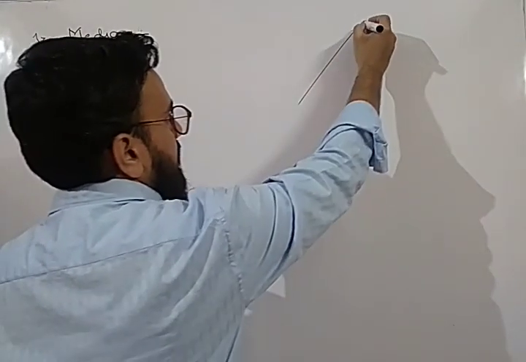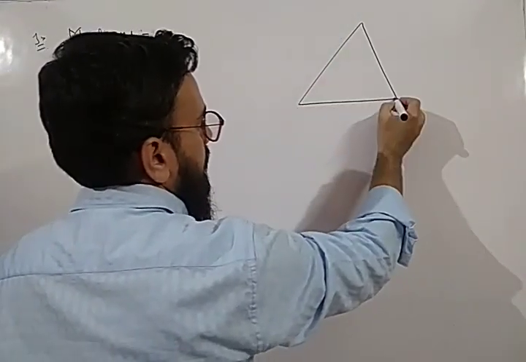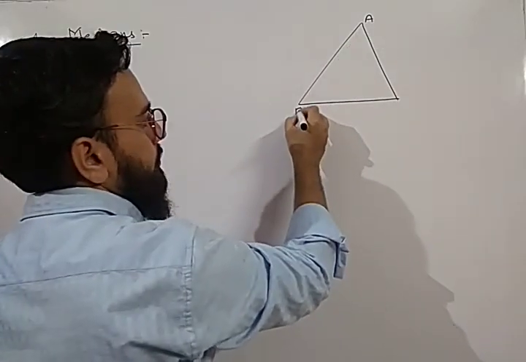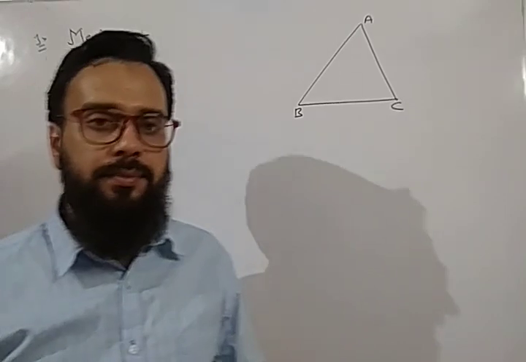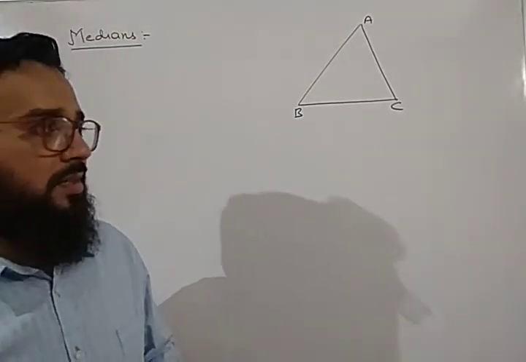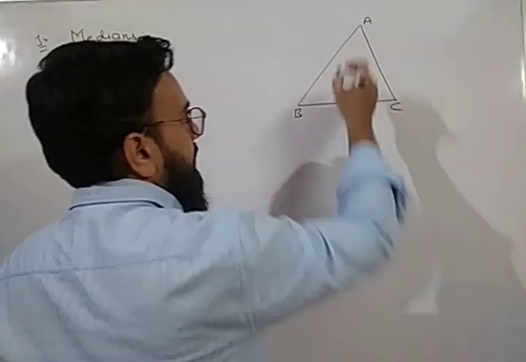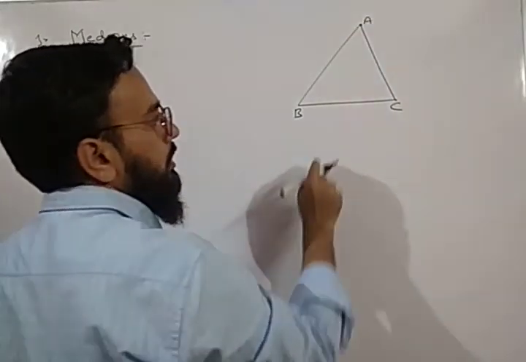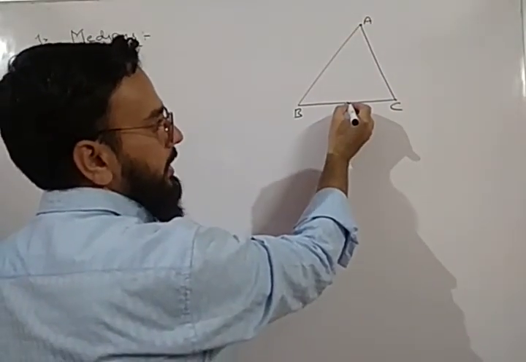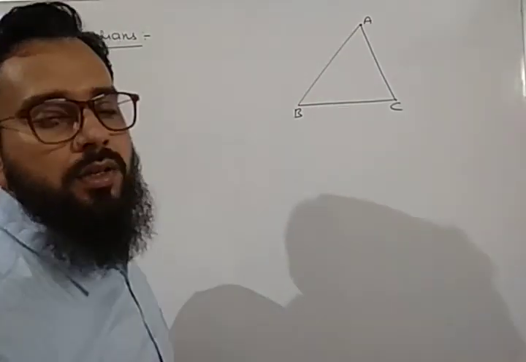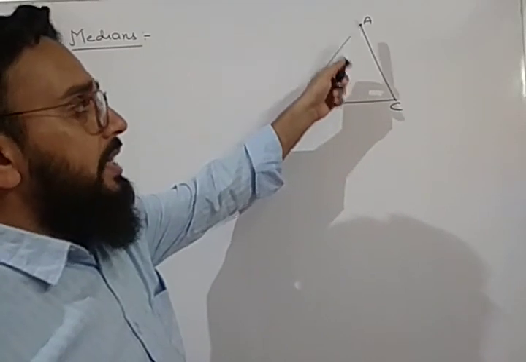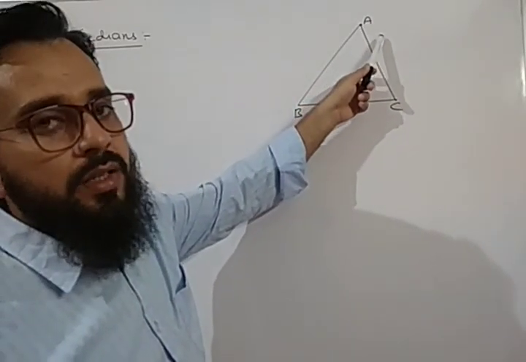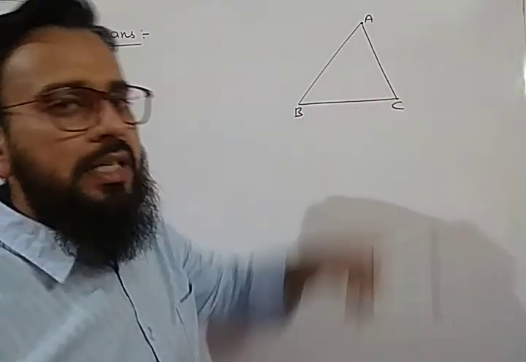So what are medians of a triangle? Suppose we are given this triangle, triangle ABC. Then what is the definition of median? What do you mean by median of a triangle? So median is if we join a vertex to the midpoint of the opposite side. There are three vertices, A, B and C. If a line is drawn from a vertex joining the midpoint of the opposite side of the vertex.